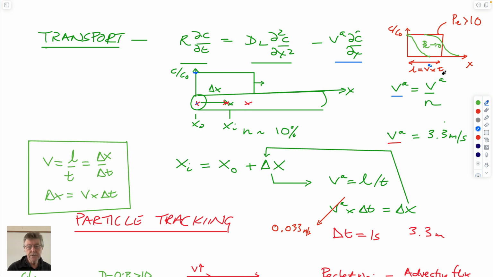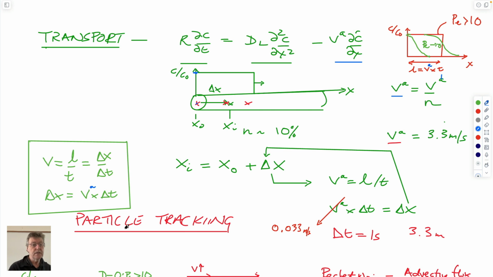And so the idea is we know what the advective velocity is if we know what the Darcy velocity is and the porosity. And we calculated it to be 3.3 meters a second. If we define the velocity as equal to length over time, it's also equal to a length traveled in a given time. We can rearrange that into a length traveled at a velocity over a time step.